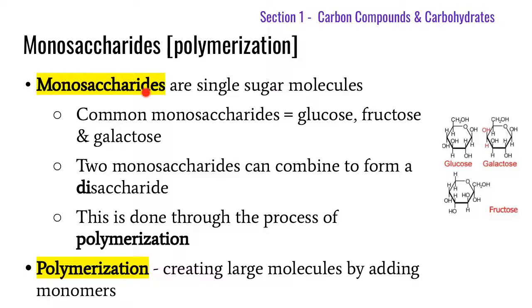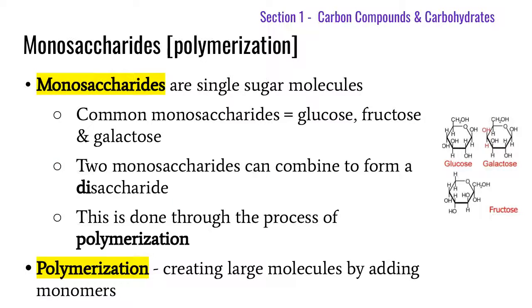We always are going to start off with our monosaccharides, and again, mono means one, saccharide means sugar, so one sugar are single sugar molecules. Some common monosaccharides that you guys might know are things like glucose, fructose, galactose, but we can see all three of them here. You can see that they look really, really similar overall, with just a couple small differences here and there between all three.